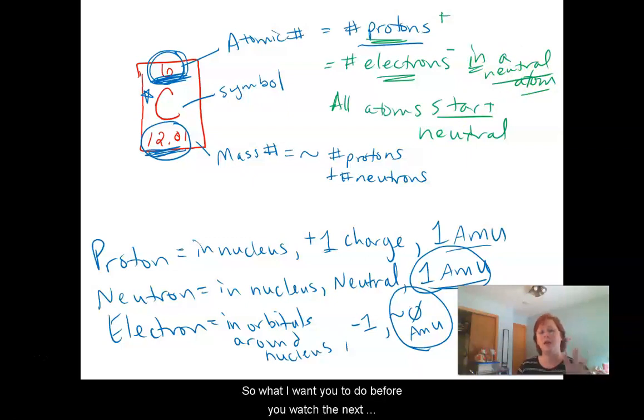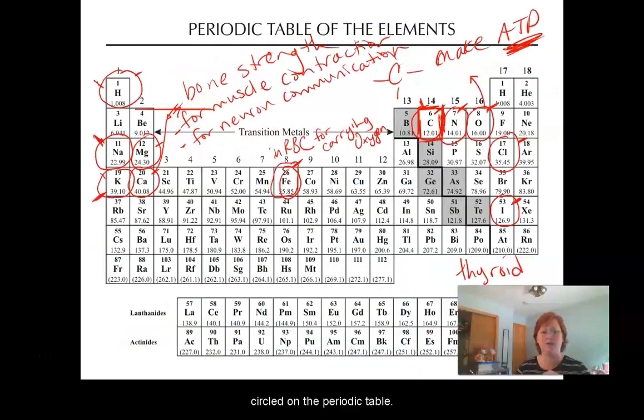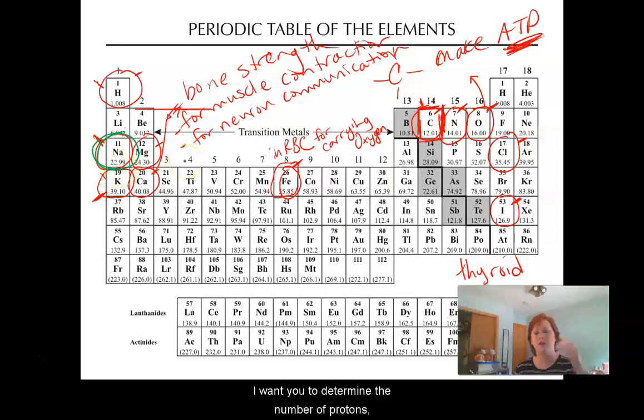Okay? So what I want you to do before you watch the next video is pick at least a couple of the other atoms or elements that I circled on the periodic table. So we'll go back here. Pick 2 or 3 of these elements, and using the information in that box, I want you to determine the number of protons, the number of electrons, and whether or not you would find neutrons in there.